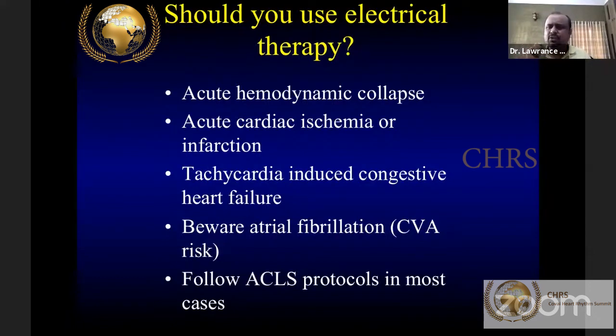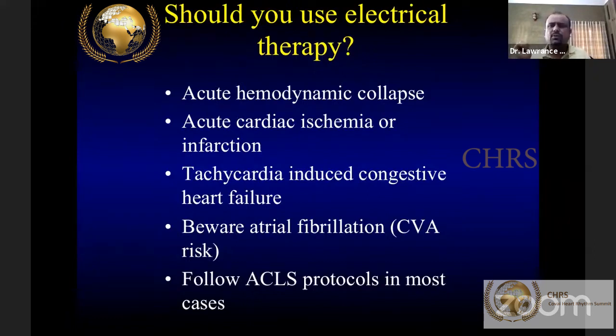If a patient has a narrow QRS tachycardia and at the same time has evidence of cardiac ischemia, complains of chest pain, or has significant ST changes, you can consider cardioversion. If the patient has developed tachycardia-induced heart failure, presenting with heart failure on a background of narrow QRS tachycardia, you can consider cardioversion.